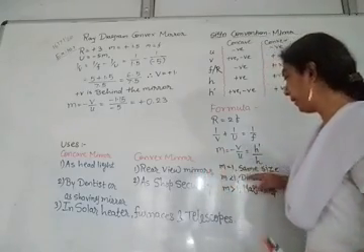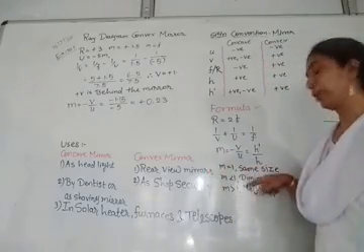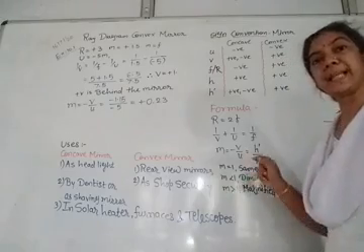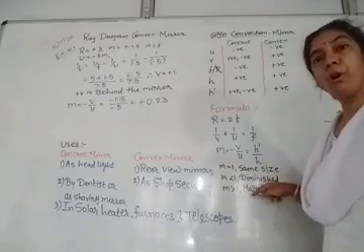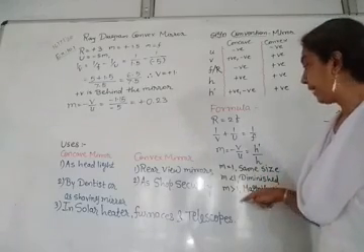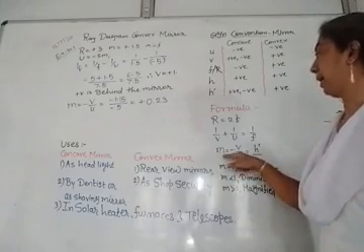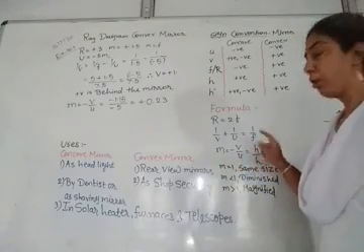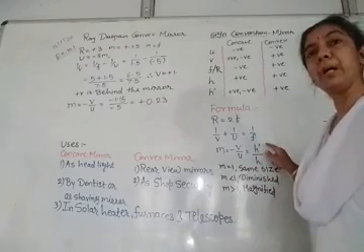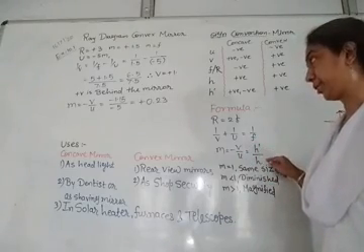Magnification: that means the image of the object will be of which size? Will it be the same? Will it be diminished? Or will it be magnified? That we can find from the formula m equals either minus v by u, or we have another formula, h dash upon h.